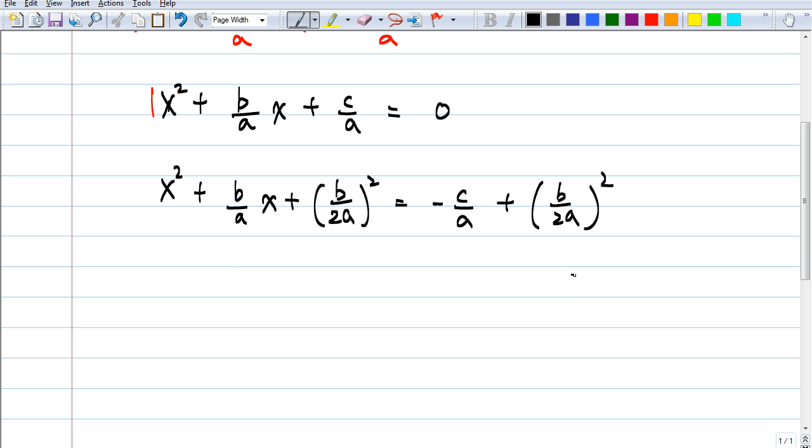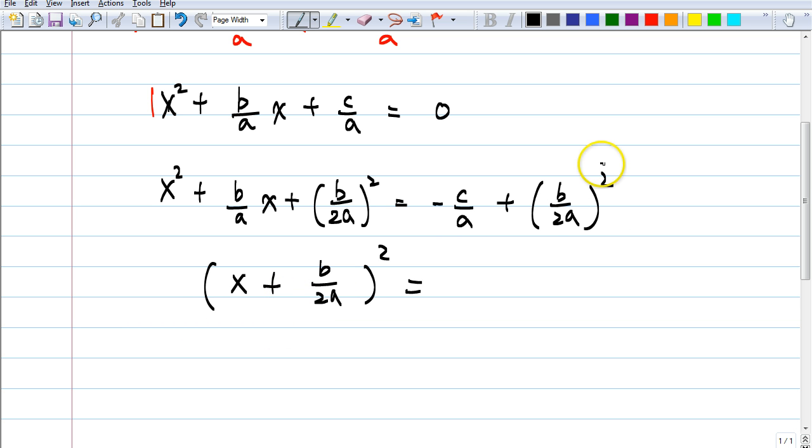Then, remember I told you it's a good idea to leave this as b over 2a squared instead of actually multiplying this out. The reason is because this trinomial on the left becomes something squared, doesn't it? What does it become something squared of? It becomes x plus b over 2a, the whole thing squared.